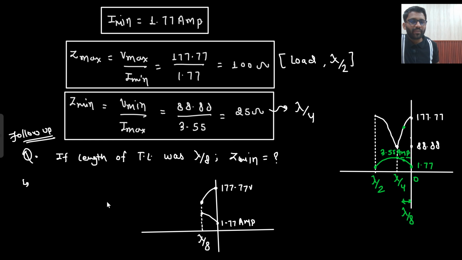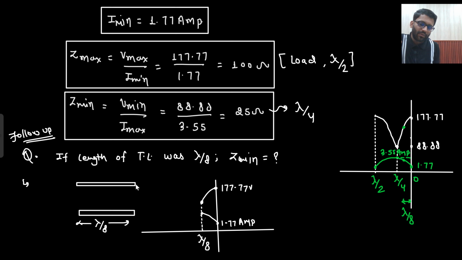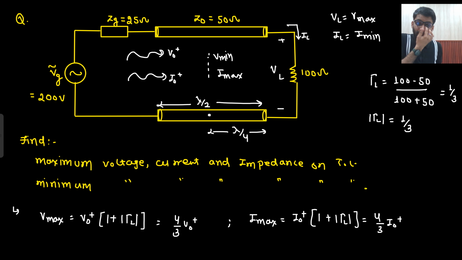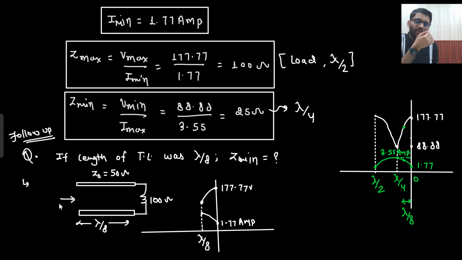So this will be equal to the input impedance, because on the transmission line, which length have you covered? Lambda by 8 length, with your load being 100 ohm and Z naught being 50 ohm, right? So this will be only your Z min. Why is that so? Because at lambda by 8 you are having your maximum current and minimum voltage. So Z min will be equal to your Z in only. And what will be your Z in?